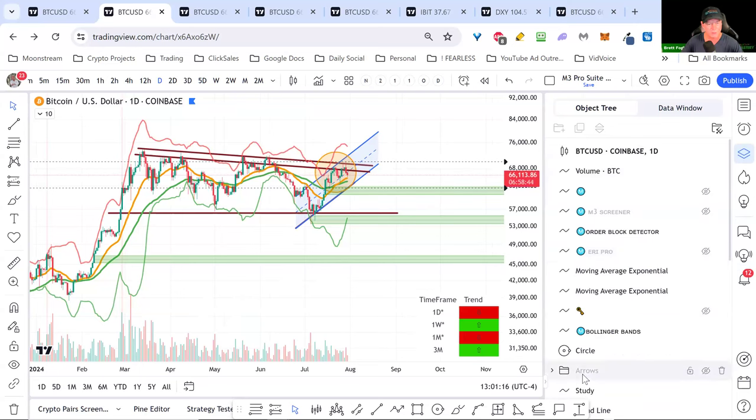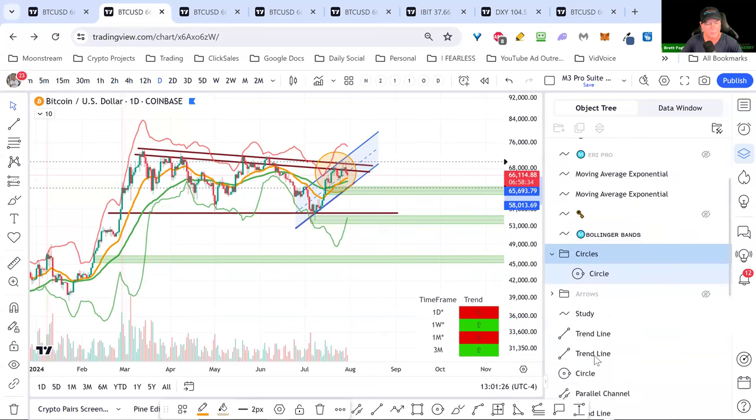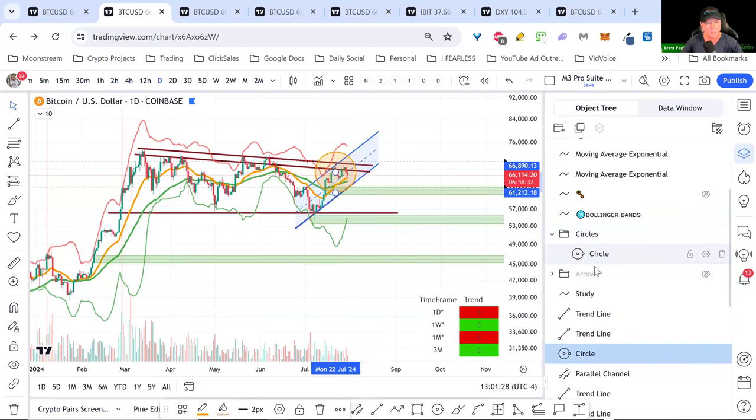That would delete your studies. So I want to do this circle and put it in a group. So I'm going to rename this. I hit remove. So rename this as circles. Okay, now I can just move the other circle in there to clean up the chart, and then all I have to do is click the little eyeball.